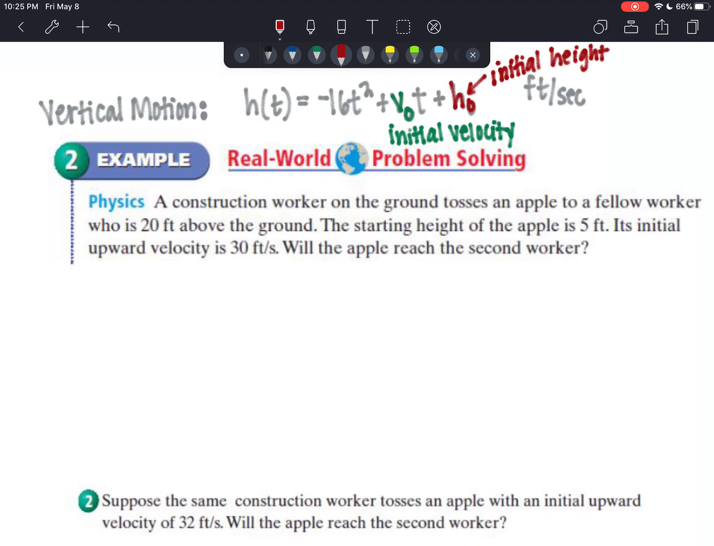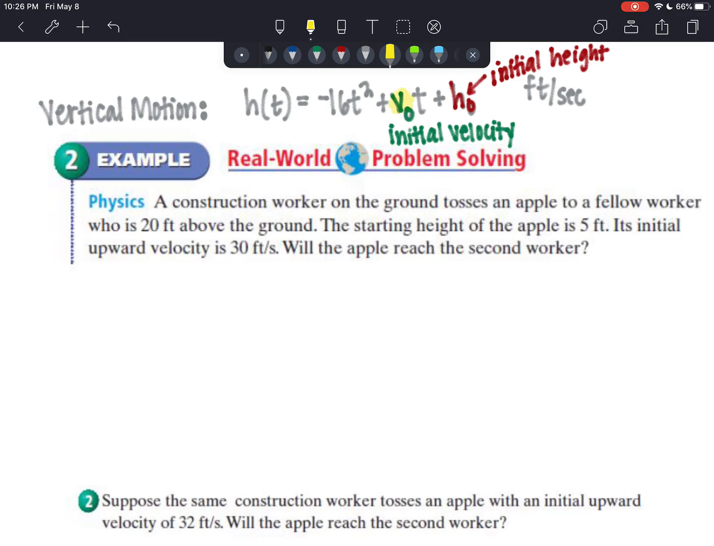So a construction worker on the ground tosses an apple up to a fellow worker who's 20 feet above him. The starting height of the apple is 5 feet. Its initial upward velocity is 30 feet per second. Will the apple reach the second worker? So we're going to write the vertical motion equation, and then we're going to talk about how we use the discriminant to determine. All we need to determine is, will it reach the worker?